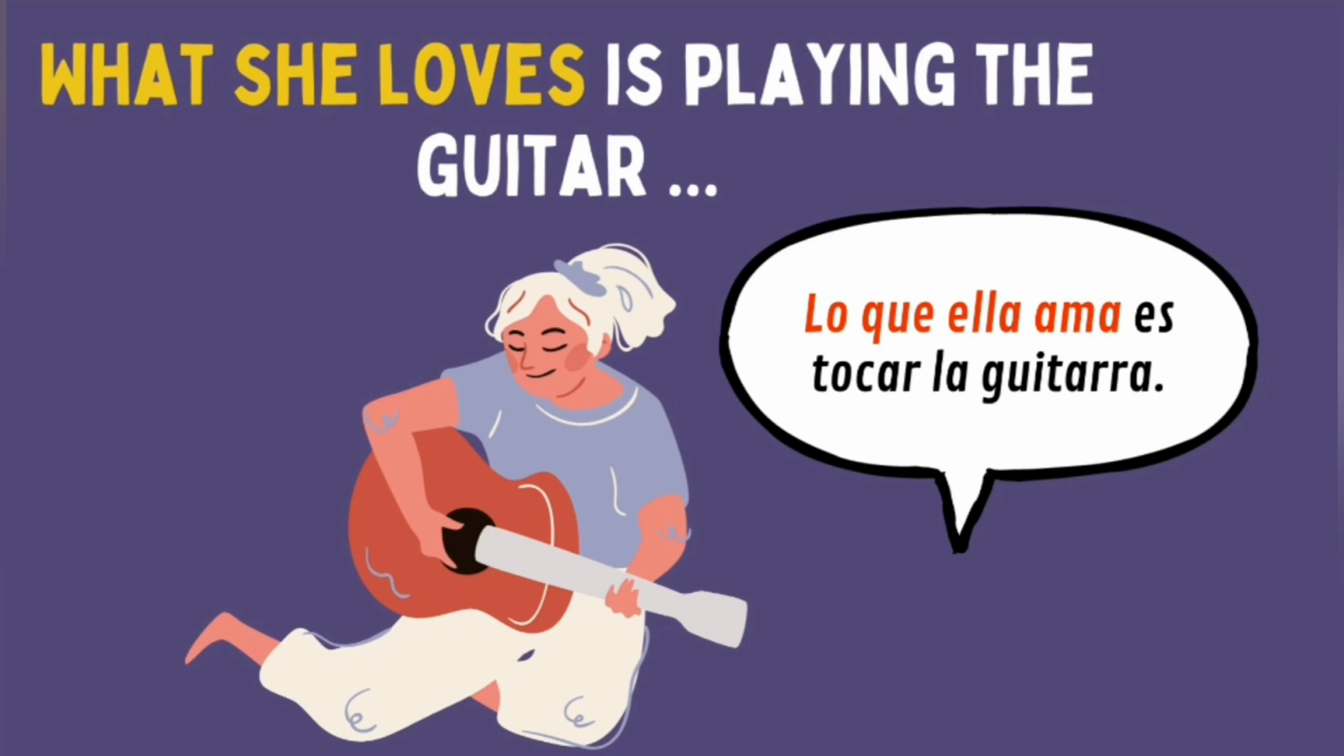Now we have this sentence. What she loves is playing the guitar, okay? So if you want to say this in Spanish, you have to say lo que ella ama, what she loves, okay? As you can see, we are showing how someone is feeling, okay, about something. In this case, playing the guitar. What she loves, lo que ella ama, is playing, es tocar, the guitar, la guitarra. Okay, so to say what she loves, you have to say in Spanish, lo que ella ama. Okay, and then es tocar la guitarra, is playing the guitar, okay?